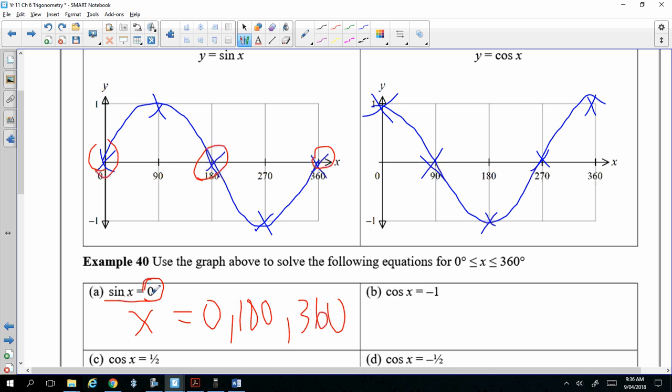How about the next one? Cos x is -1. When is that? What angle makes the cos -1?